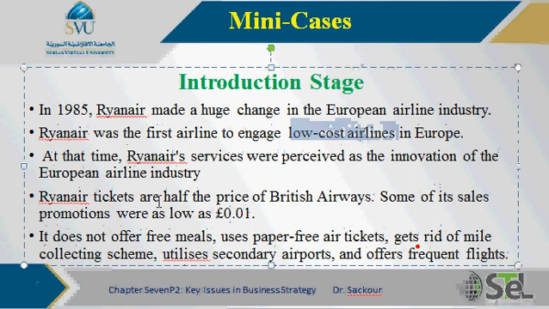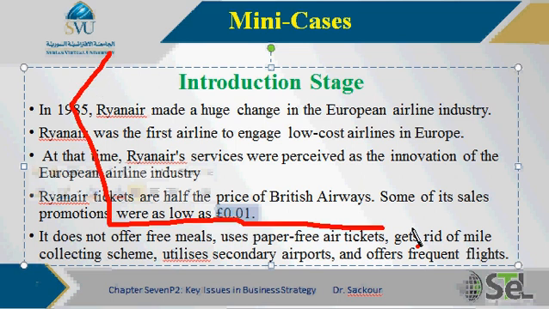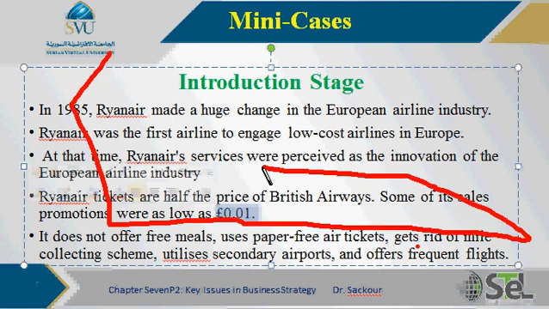Ryanair tickets are half the price of British Airways. Some of them sell for only 1 cent of a dollar or 1 pence of a pound sterling. It does not offer free meals. This is the Ryanair flight or plane, right?